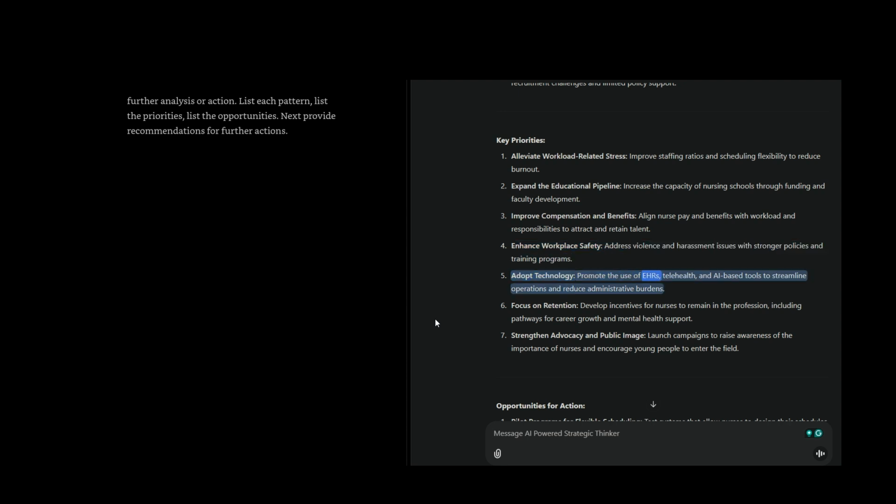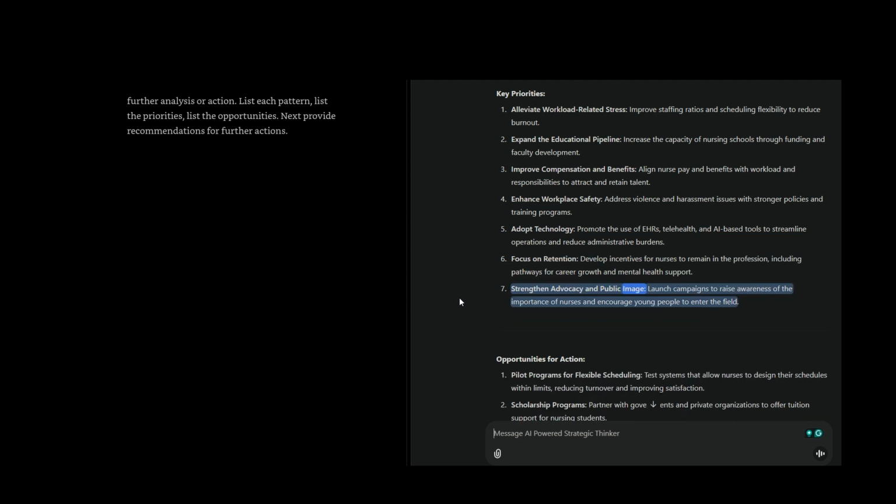Adopt technology: promote the use of EHRs, telehealth, and AI-based tools to streamline operations and reduce administrative burdens. Focus on retention: develop incentives for nurses to remain in the profession, including pathways for career growth and mental health support. Strengthen advocacy and public image: launch campaigns to raise awareness of the importance of nurses and encourage young people to enter the field.